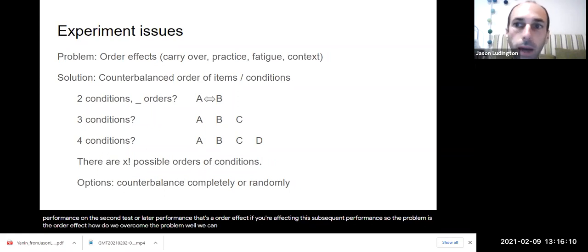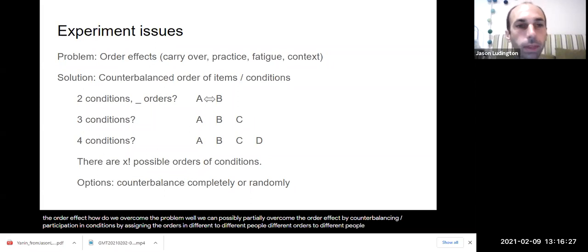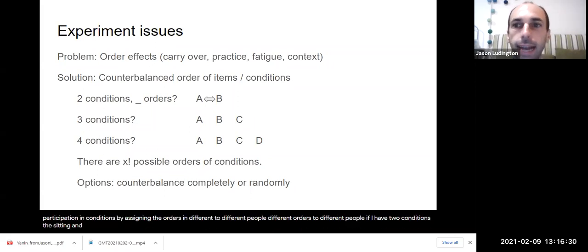Well, we can possibly partially overcome the order effect by counterbalancing participation in conditions by assigning the orders in different orders to different people. If I have 2 conditions, the sitting and the standing conditions, how many possible orders are there? I could assign A and then B, or B and then A. So there are 2 possible orders, AB, BA.